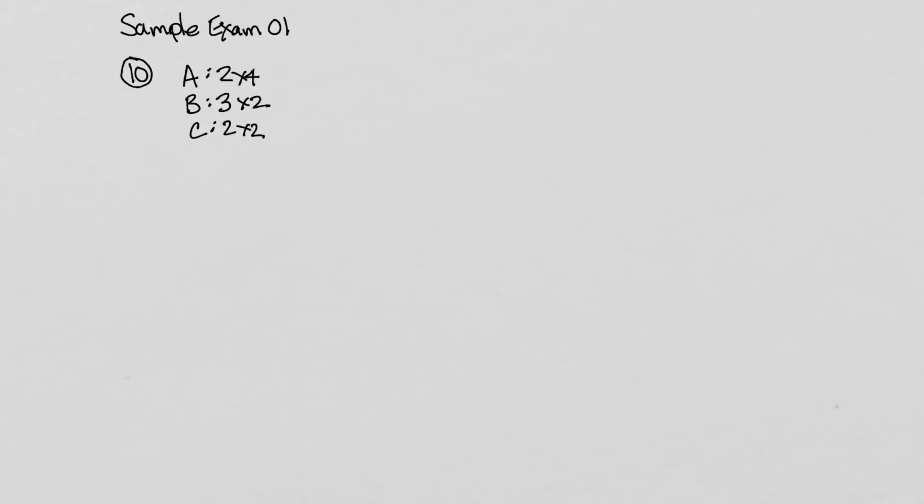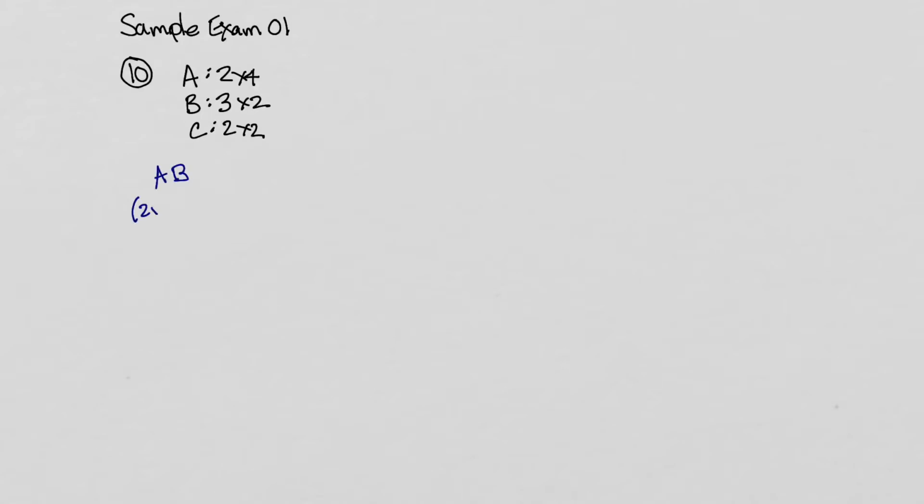Now in this problem here, we're given three matrices. We are given that A is a 2 by 4, B is a 3 by 2, and C is a 2 by 2. And we're asked which matrix products we can actually perform. Like for example, could we perform this product here, A times B?